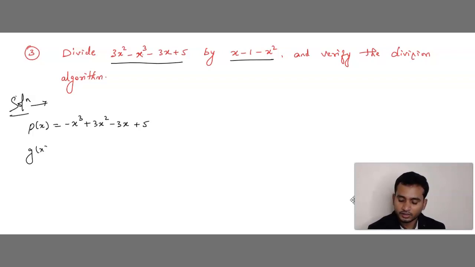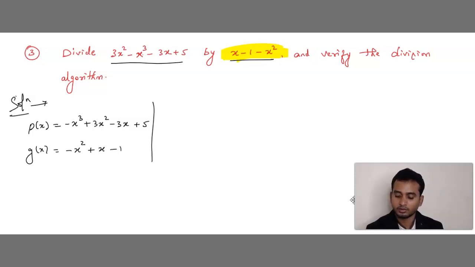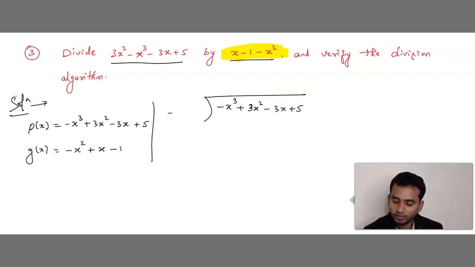Similarly g of x we can see here. In g of x also, first what is there? First degree. But we want second degree first, right? So we write first minus x square. Then first degree, that is plus x. Then minus 1. Okay. Now p of x value is what? Minus x cube plus 3x square minus 3x plus 5. So this is our p of x value. And what is g of x? Minus x square plus x minus 1.